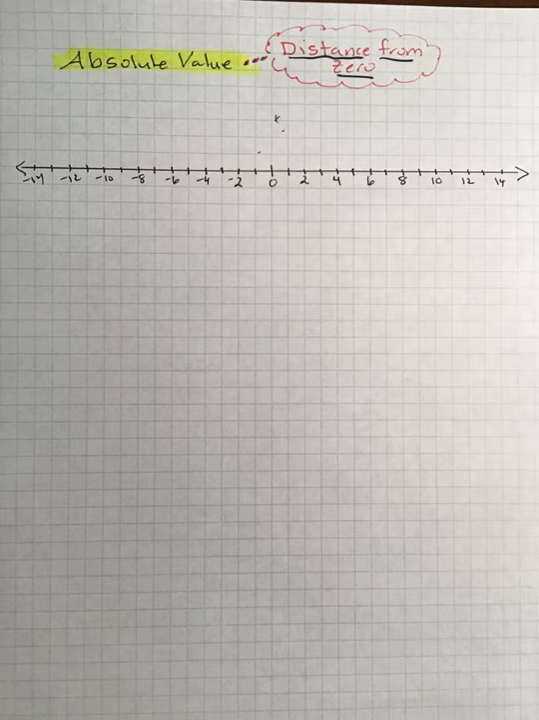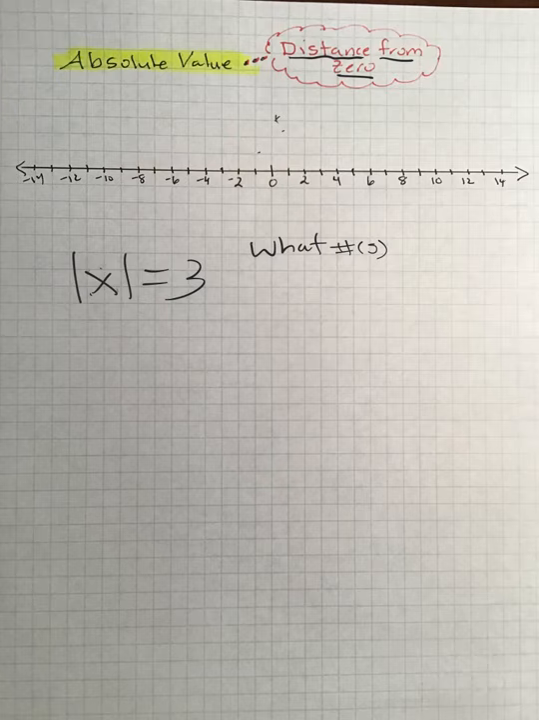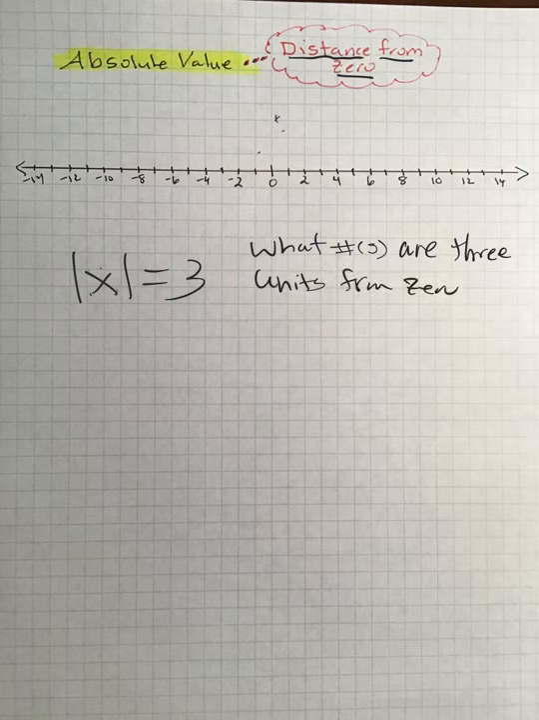But what if this time we're looking at the absolute value of what? So we're saying the absolute value of what equals 3. What we're talking about is what number or numbers are 3 units from 0. So this is your distance from 0. If I told you you need to be standing 3 units from 0, wouldn't you say, well, I could stand here or I could stand way over here?